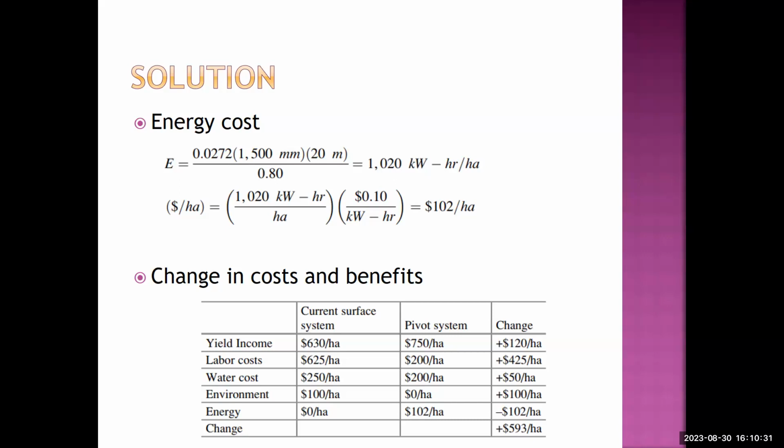Okay. Water cost. Oh, I'm sorry. This is a plus. Yeah, this is the plus due to changing. You increase your money by 425. So your yield goes up. You don't spend as much, so your labor costs, in a sense, go up. Everything's positive. Your water cost, you have an increase because you're using less water. Your environmental cost has an increase because you're not polluting as much. Your energy is minus because you're using energy, whereas you weren't before. And the change is $593 per hectare.